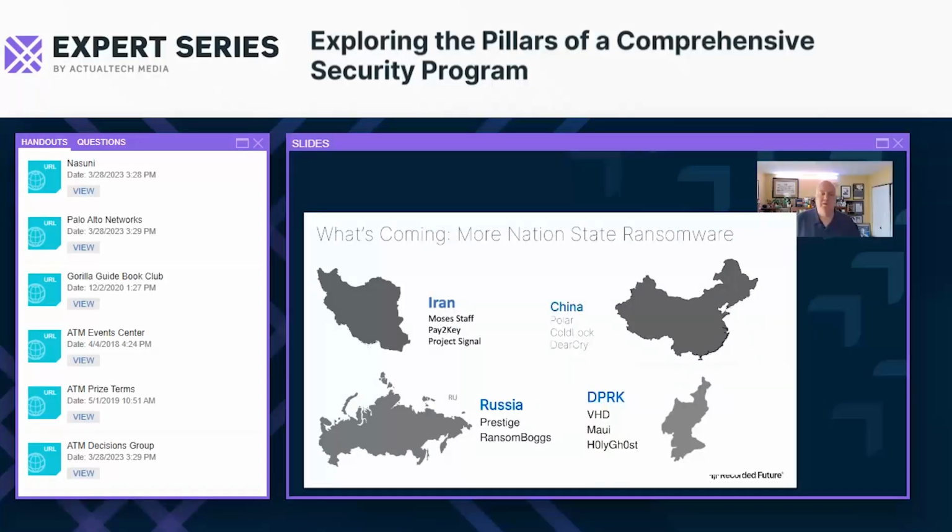Russia and China use ransomware as a distraction attack, so they're going after certain targets and they are deploying the ransomware as they steal data. So it looks like a cyber criminal attack, but really it's an espionage attack.